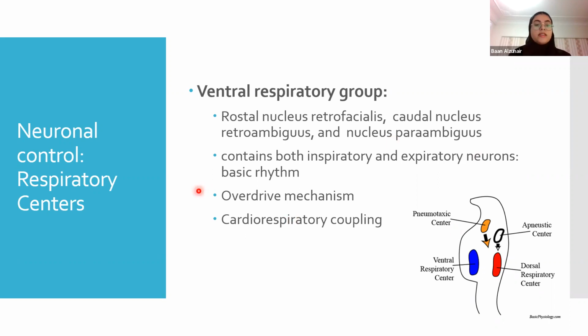It also controls the cardiorespiratory coupling. Okay, I know it sounds or looks like a really long term, but it is basically that the events happening in your cardiovascular system are affecting or will affect your respiratory system.